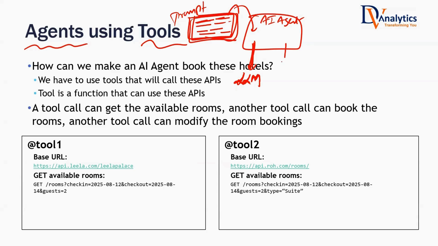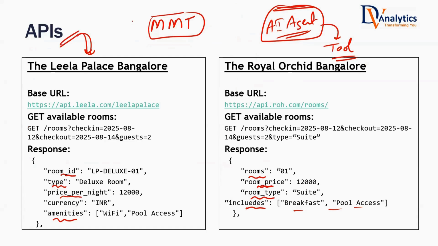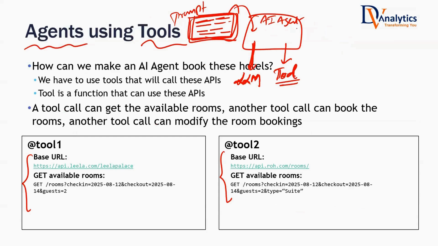Then the AI agent will take the help of the tools. AI agent will say, any of the tools, do you have hotel booking capability? Do you have the capability to check the hotel availability? So what we do is whatever is this API, we just wrap it under tool. Tool one is for Leela Palace. Tool two is for Royal Arcade. Like that, the problem that we have with APIs, how MMT, Make My Trip, has to handle different APIs, different formats, the same problem AI agent will also have when it is interacting with multiple different types of tools. That means every API has their own structure.